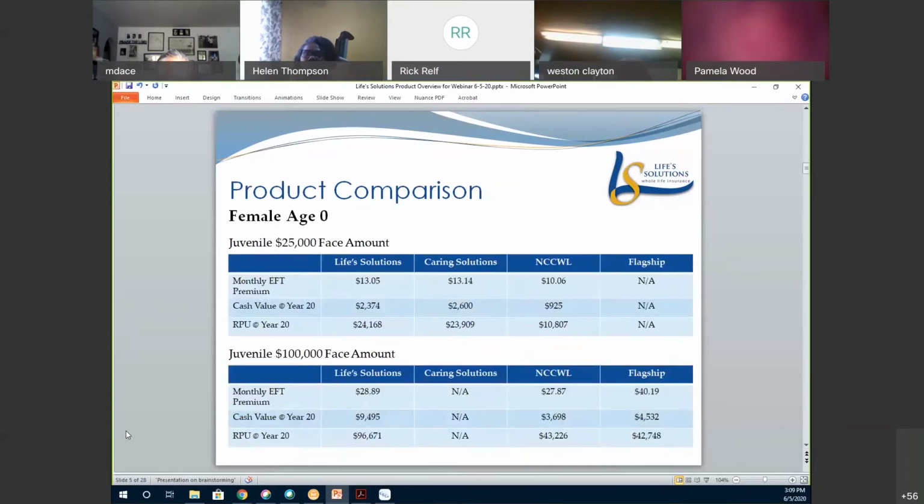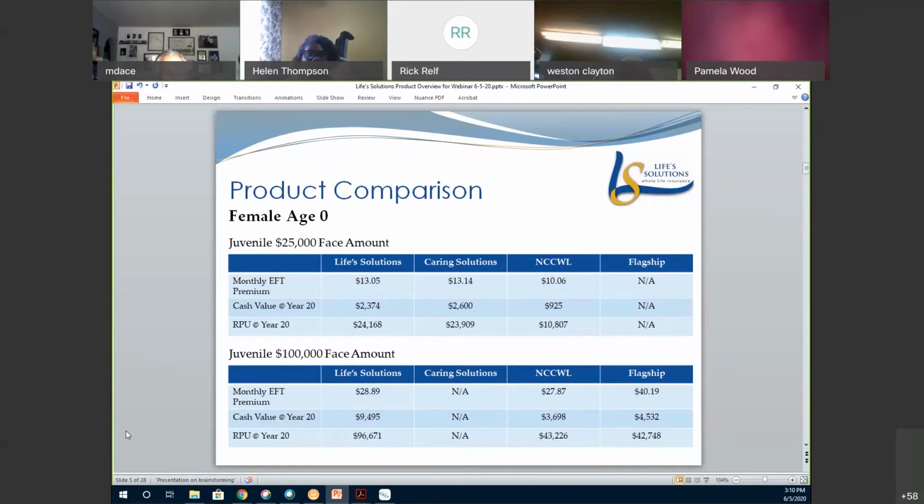Okay, from a product comparison, we put in here 3 slides, and I won't bore you with all the detail. We're going to send you a copy of the presentation. You can look at it, but let's just start with this very first one. We see that the premium for Life Solutions, it's between the NCCW and the Caring Solutions, just a little. The cash value is between those two, but then you look at the death benefit, or the RPU value, it's higher than both of those. When you take that kind of cash accumulation for that RPU value, and then you couple it with the riders we're going to talk about later, you really have a powerful product here.